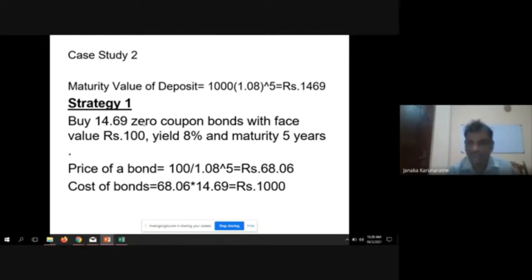But in practice, you may not have 14.69. Either you have to buy 14 bonds or you have to buy 15 bonds, so that you end up with 1,400 or 1,500. So that is a very simple strategy where you match your future liability cash flow with an investment in an 8% yield, 5-year maturity zero coupon bond. Got it?